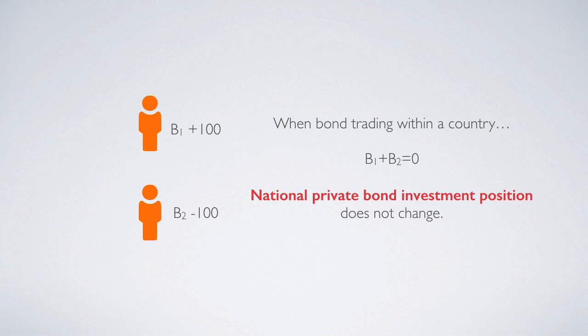In this case, we know that whenever a person issues a bond and borrows money from another, there must be a borrower and a lender on both sides. Therefore, when you sum everybody's bond investment position, it would always be equal to 0.